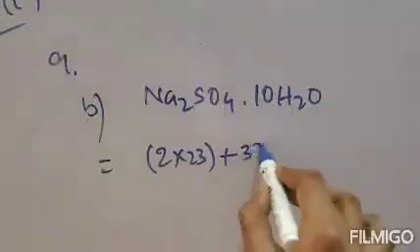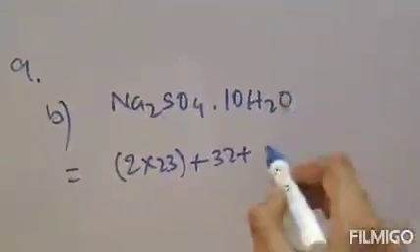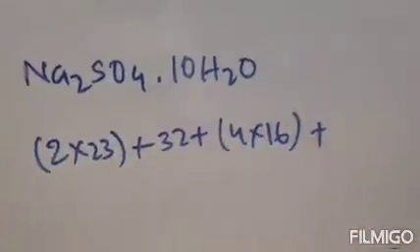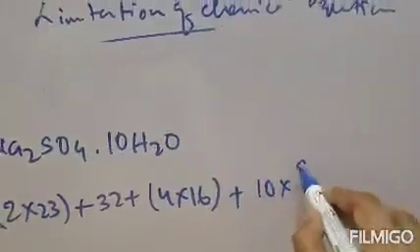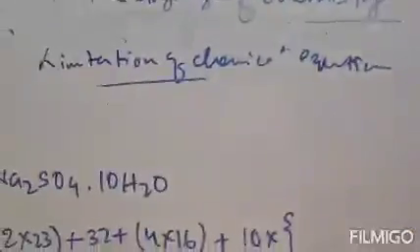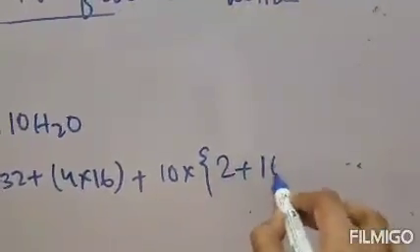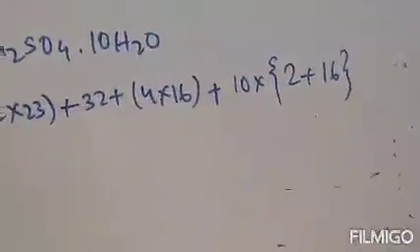Sulfur. Sulfur is 32. Oxygen is 16. But there are 4 oxygens. That means 4 into 16. Clear? Plus 10 H2O, that means 10 into H2O. Hydrogen is 1, but there are 2 hydrogens, that means 2 into 1, 2, and oxygen is 16. Clear? That is 2 into 16.